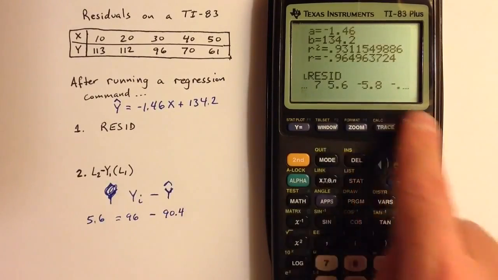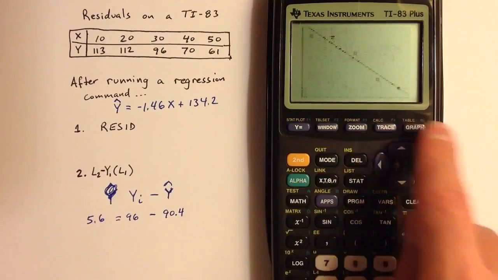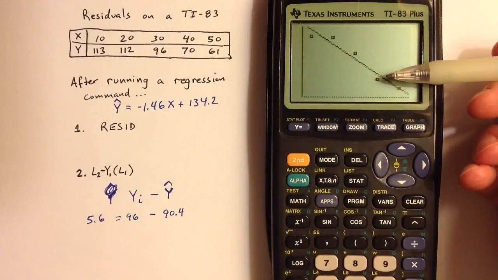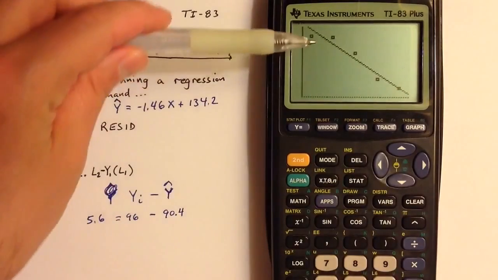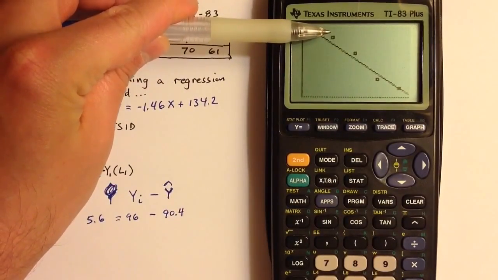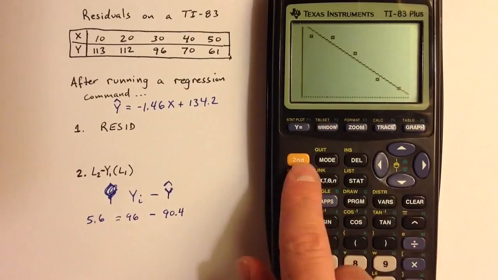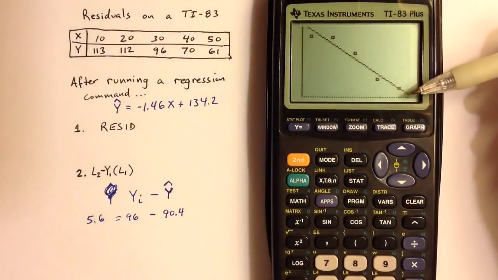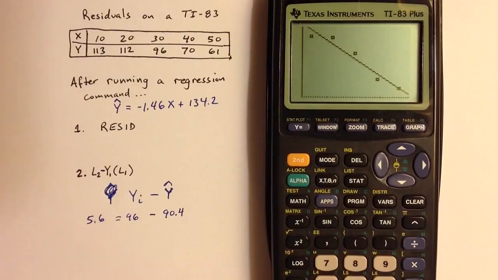A negative residual means that the dot is below the line. So this had a residual of negative 5.8, and a positive residual corresponds to the observed value being above the line, above the predicted value. What's special about this line is that the sum of the squared residuals is the smallest that it could ever possibly be. And so you may be interested in calculating the sum of the squared residuals.